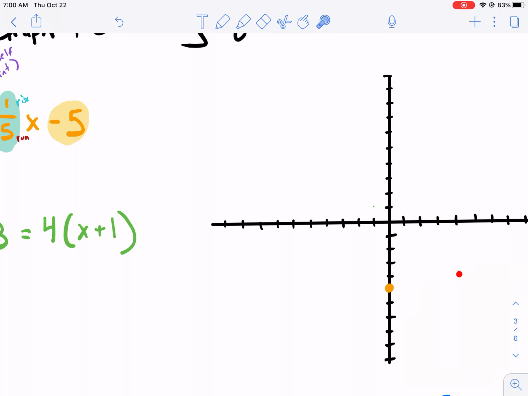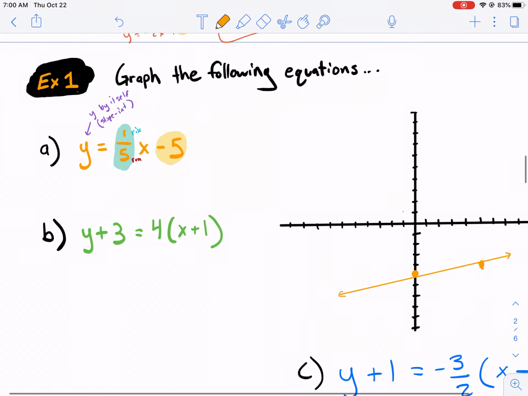1, 2, 3, 4, 5. So right here should be my second point for the orange guy. 1, 2, 3, 4, 5. There he is. Something like that. I kind of missed, but I hope you get the point. And then I connect the lines, or the dots. Please forgive me. All right.